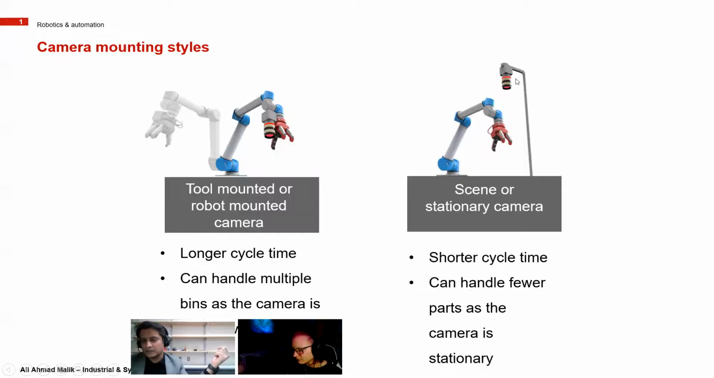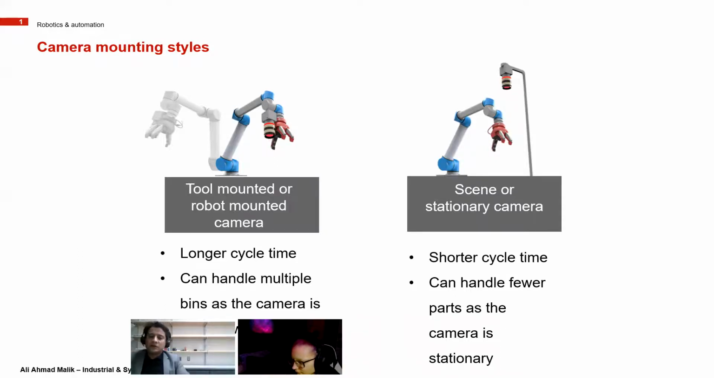However, if you place a stationary camera, then it is looking only at a limited space, but the cycle time is short, because while the robot is performing some other task, in the meantime the camera can find the next component. And as soon as the robot comes back to pick the component, it already knows where the next component is placed.